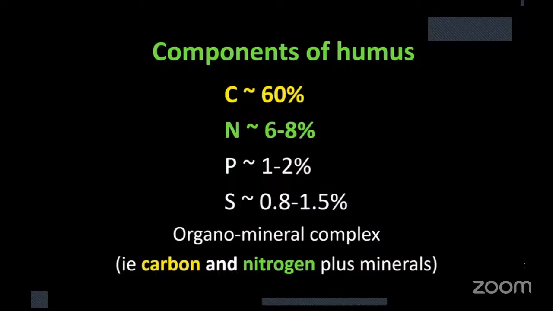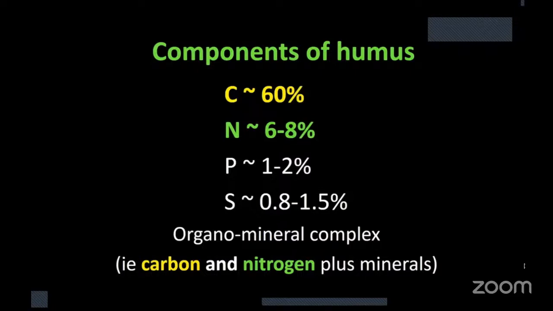Humus is about 60% carbon, 6 to 8% nitrogen, and a little bit of phosphorus and sulphur. Always in those same ratios. It doesn't matter what kind of soil or where in the world it's built, it always has the same ratio of those components. That adds to about 70%. The other 30% are minerals in the soil.